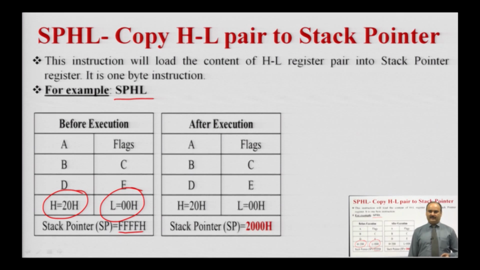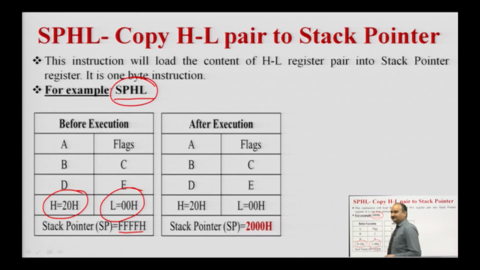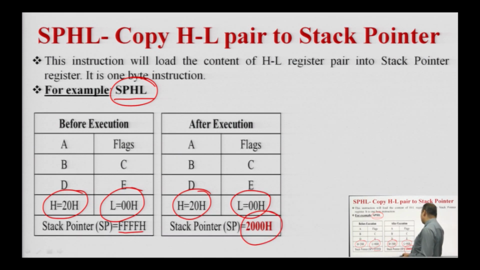After the execution of the SPHL instruction, this instruction will load the content of the HL register pair into the stack pointer register. See, the value of H is 20 and L is 00. The same value is loaded into the stack pointer register. So, after the execution, instead of FFFFH, the stack pointer has the value 2000H. This instruction loads the content of the HL register pair into the stack pointer register, which is a 16-bit register.